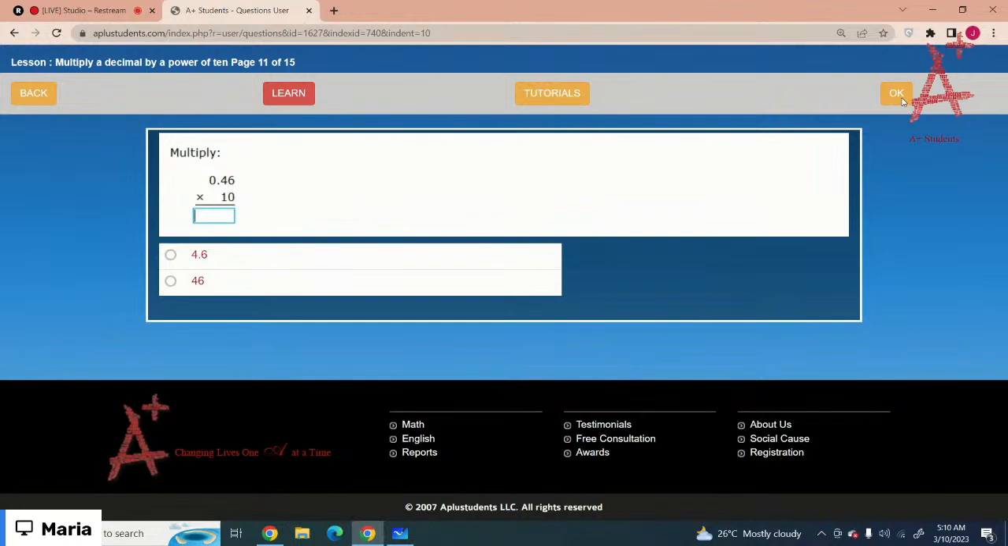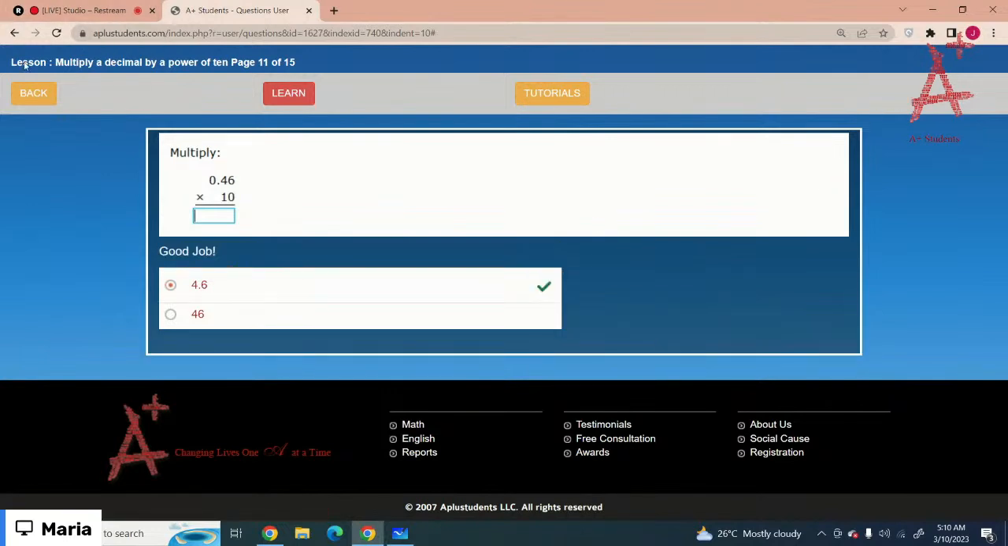Okay, the next one is 0.46 times 10. So you have just one zero in 10. Got it? That means you need to move the decimal point one place right. So 0.46, you have to move the decimal point one place right. So which is the correct option? It would be 4.6. Got it?